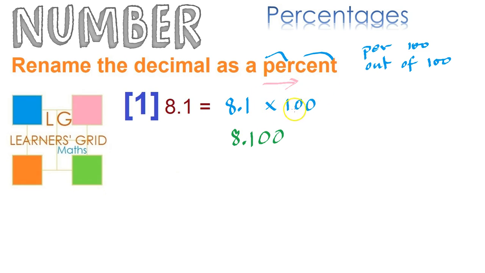So remember that. By 100, however many zeros there are, that's how many places the decimal point is going to move. So there's 1, 2 zeros. So this is going to move one place, two places, and end up here. So it'll end up being 810. The answer is 810%.